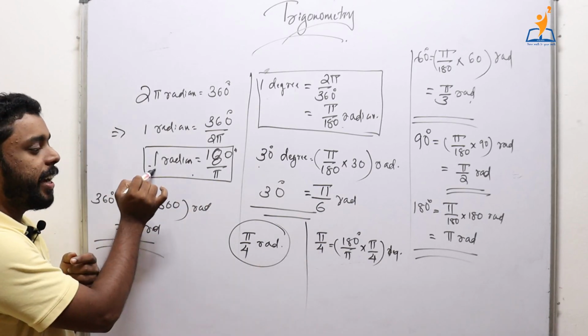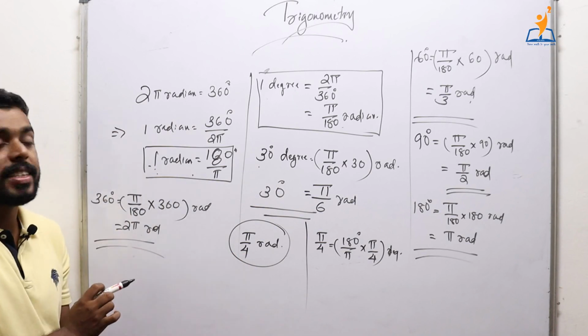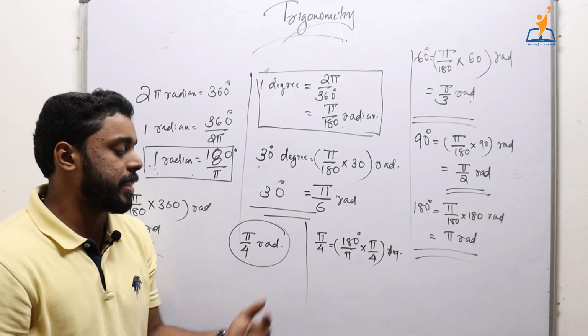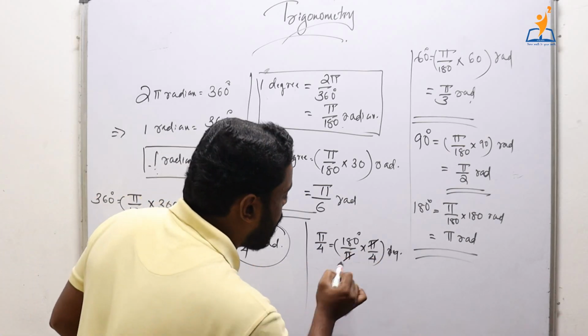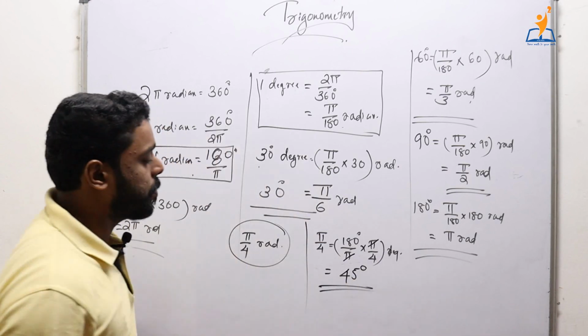Here we have 1 radian. So in order to find pi by 4 radian, we must use this relationship. Multiplying both sides with pi by 4, we will get this. Now we can cancel here like this. It is equal to 45 degree, right?